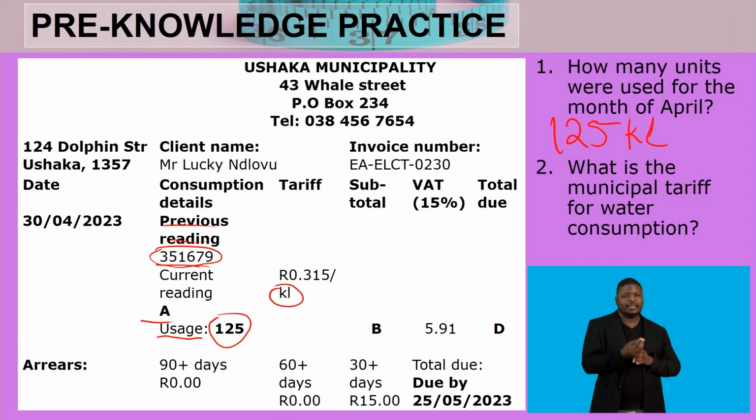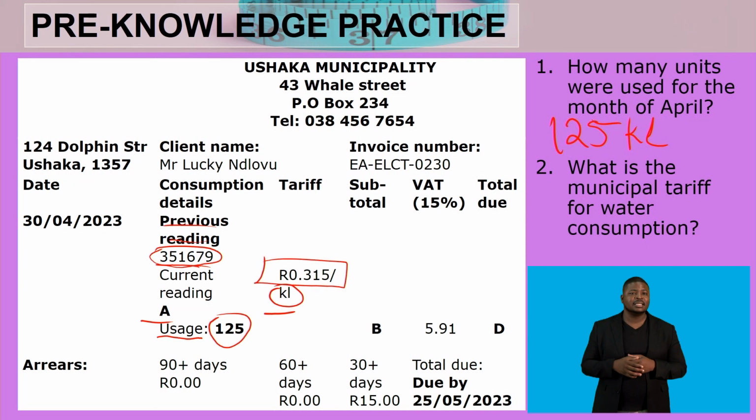It's given there. Then question 2 says, what is the municipal tariff for water consumption? So this question was preempted in the first answer. So the unit for a municipal water consumption would be kiloliters, because they are charging us now 31.5 cents for using this amount of kiloliters. So the unit will be kiloliters.